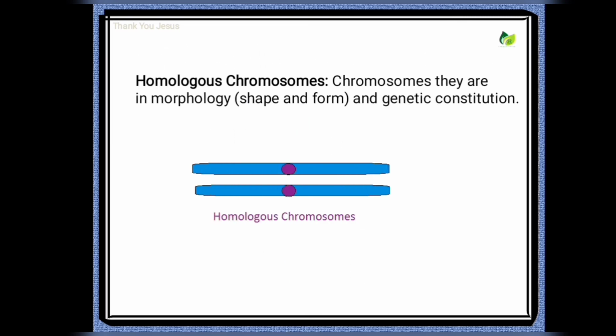Next one, homologous chromosomes. Homologous chromosomes are the same in morphology and genetic constitution. Generally in animals and humans also, one set of chromosomes comes from the father and the other comes from the mother.